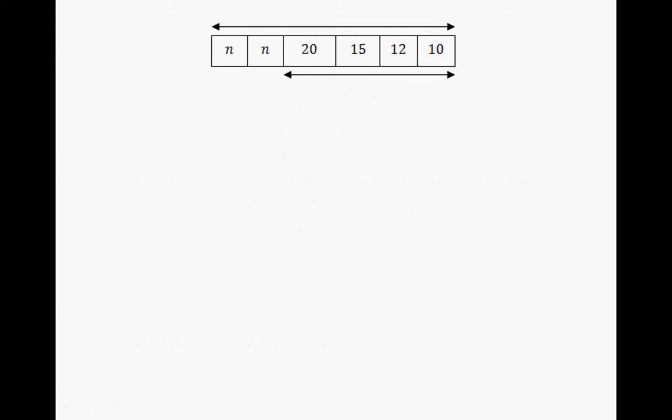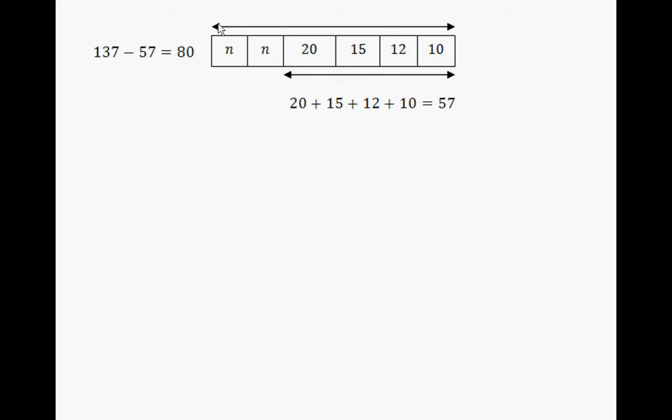Well, with a tape diagram, we would have n plus 20 plus 15 plus 12 plus 10. Obviously, these can be in any order. But we do know that the numbers, we can add those up and come up with a sum of 57.